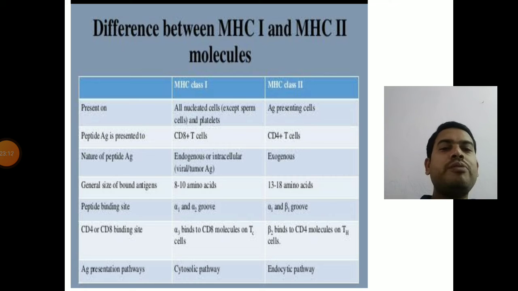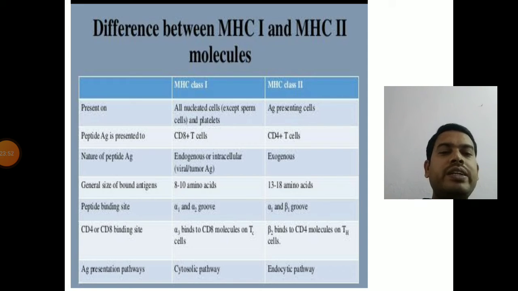Class 1 MHC molecules process endogenous or intracellular antigens by the cytosolic pathway, whereas class 2 MHC molecules engulf exogenous antigens, and by processing exogenous antigen by the endocytic pathway, they present the antigens to T helper cells. The general size of bound antigens will be about 8 to 10 amino acid sequence, whereas it is 13 to 18 amino acid sequence containing peptides in case of class 2 MHC molecule.